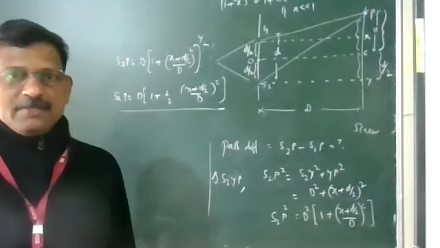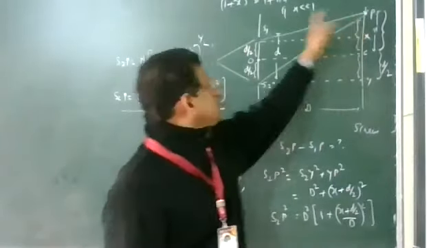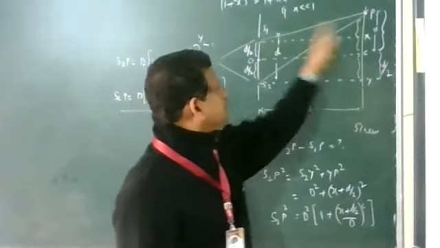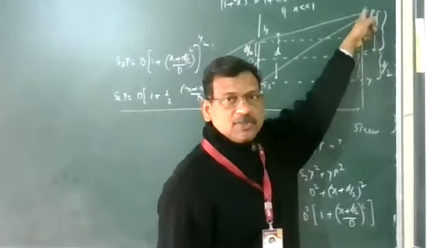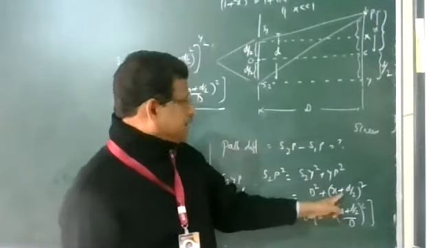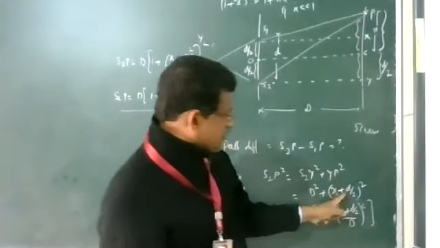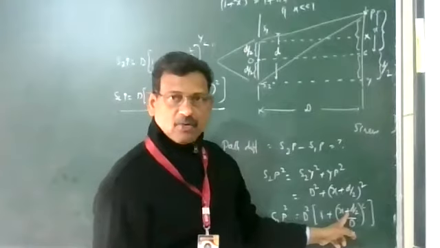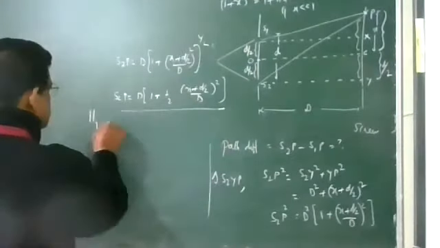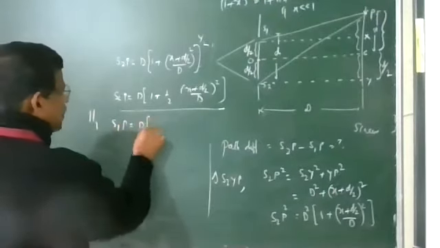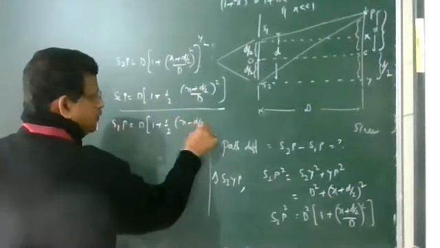So from the geometry, we can calculate the distance traveled by the coherent wave from S2 to point P on the screen. Similarly, S1P can be calculated. The only difference is the triangle S1XP. S1P square equals S1X square plus XP square, where this distance is X minus D by 2, whole square. The minus sign comes in as X minus D by 2, whole square. Exactly the same way, so we are not going to calculate further. Similarly, S1P equals D to the power 1 plus half, but instead of plus, it will be X minus D by 2 over D.